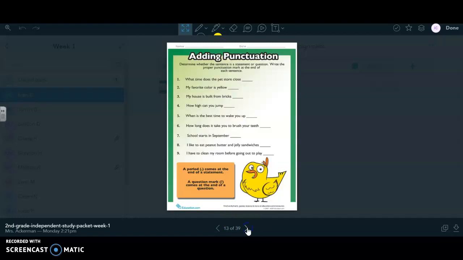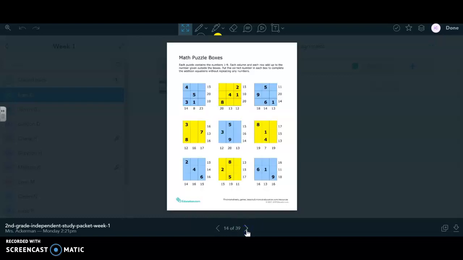The next page is adding punctuation. You're going to determine whether this sentence is a statement or a question. Write the proper punctuation mark at the end of each sentence. Look at this orange box. A period comes at the end of a statement, which is something that someone tells you or says. A question mark comes at the end of a question. So a question is something that's being asked of you.